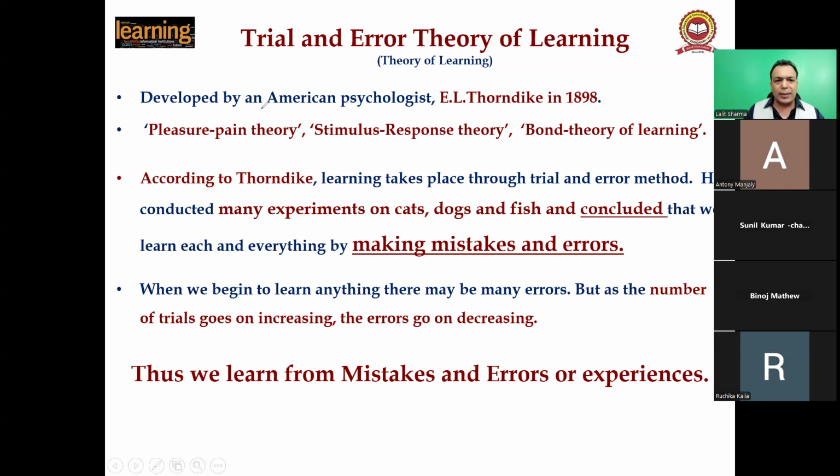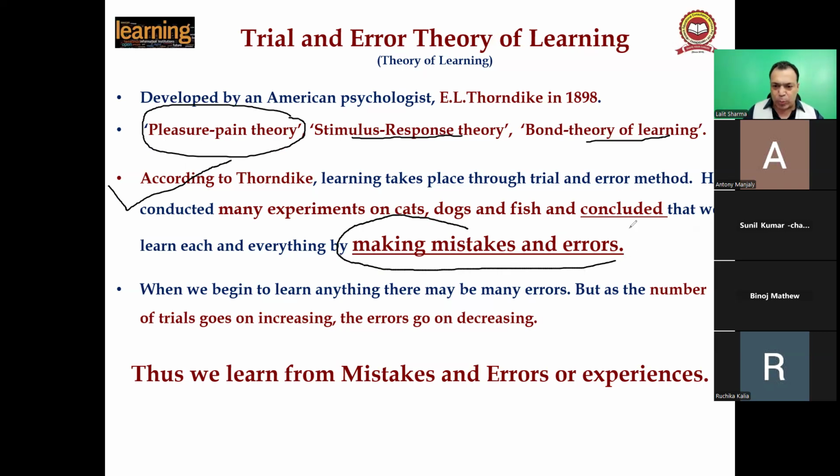Yes. So this theory is known as the pleasure and pain theory, right? Stimulus response theory and bond theory of learning. Okay. Now the third point. Just look at this. According to Thorndike, learning takes place through the trial and error method. He conducted many experiments on rats, cats, and fish and concluded that we learn each and everything by making mistakes and errors. Okay, so see this, making mistakes and errors, I have bolded it, right guys?